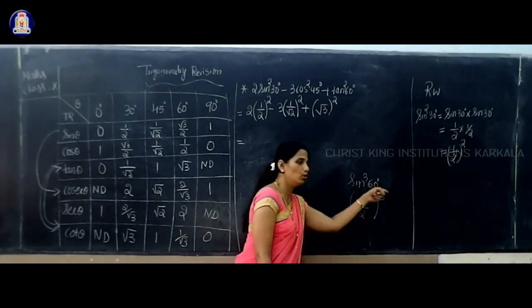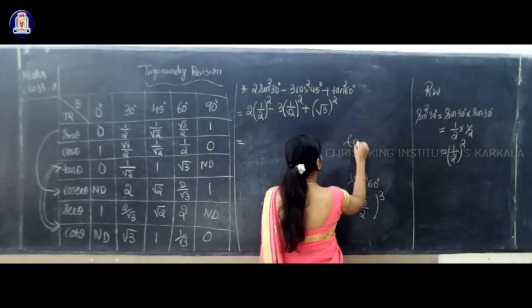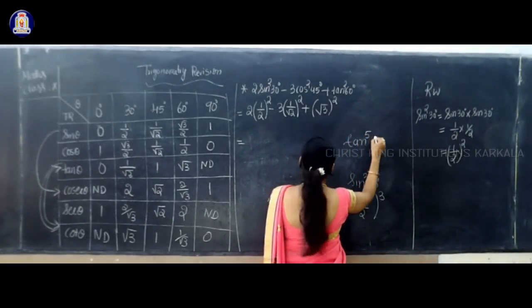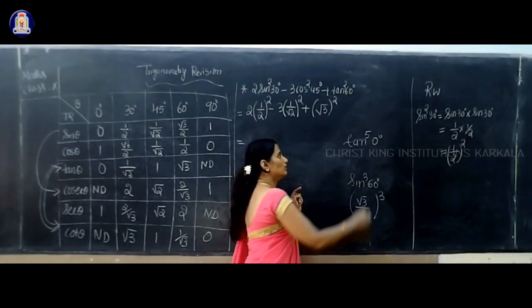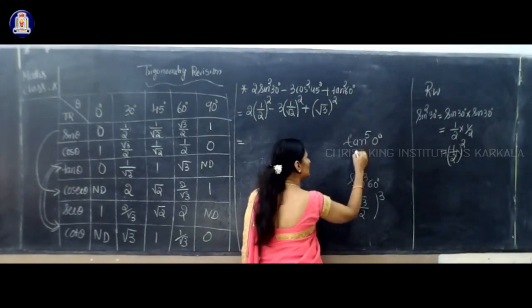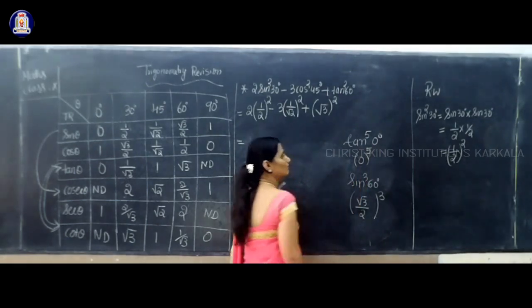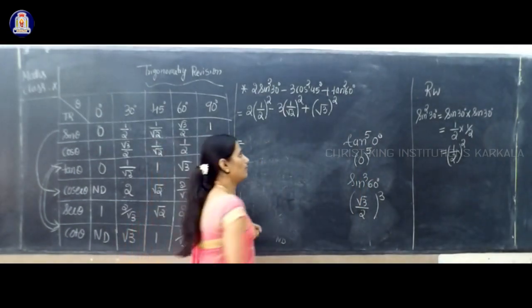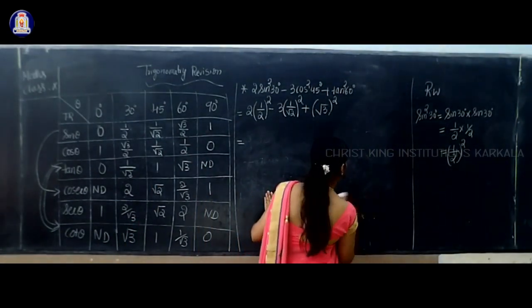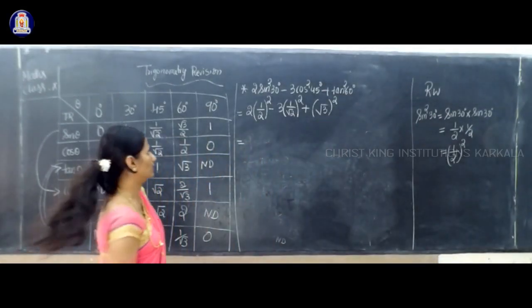Suppose it is tan 0 degree power 5. What is the value of this? First write tan 0. Tan 0 is 0. 0 power 5 is 0. Clear? So now, next, simplification.